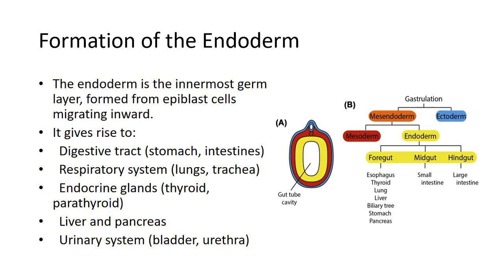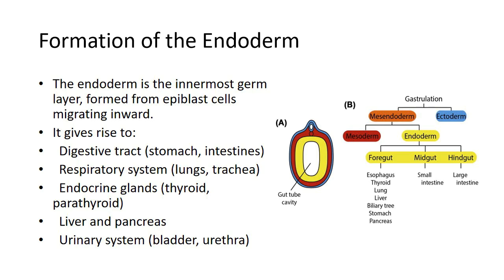digestive tract, stomach, intestines, liver, pancreas. Respiratory system, lungs, trachea, bronchi. Endocrine glands, thyroid, parathyroid, thymus. Urinary system, bladder, urethra. Liver and pancreas from the foregut endoderm.